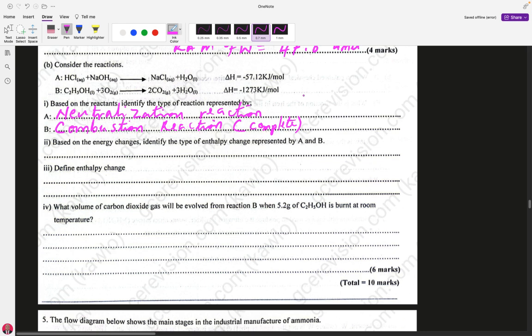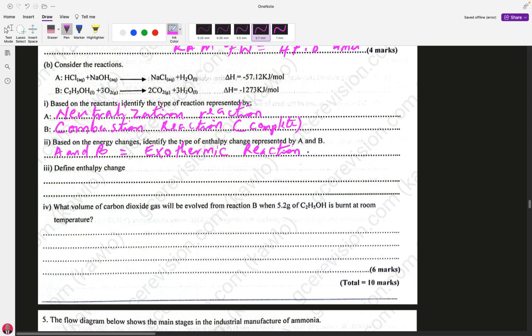Okay, so A and B are exothermic reactions, because energy is evolved to the surrounding.